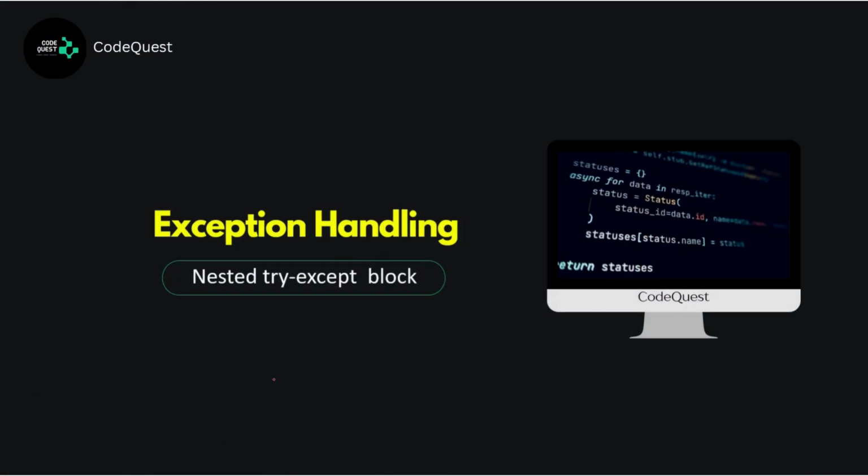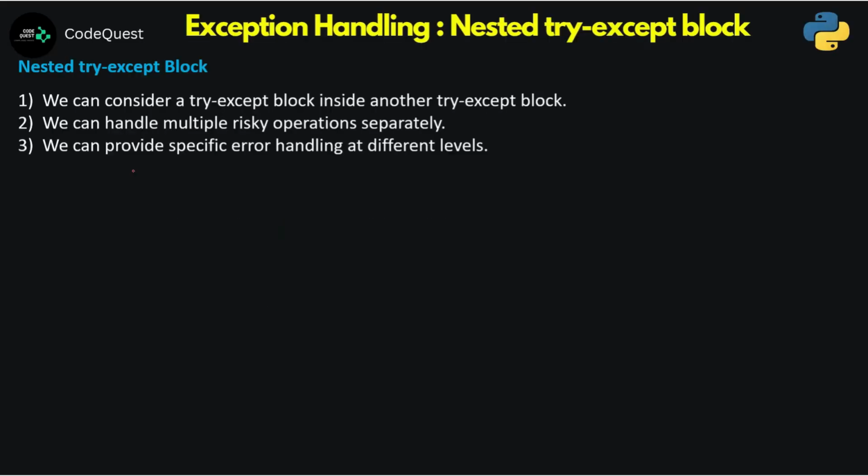Nested try except block. So far we have seen there is a try block and there could be one except block attached to it or maybe multiple except blocks. But sometimes it is required that we have to keep one try except block inside another try except block. If that is happening, then this is what we call nested try except block. With nested try except block, we can handle multiple risky operations separately, and we can also provide error handling at different levels.